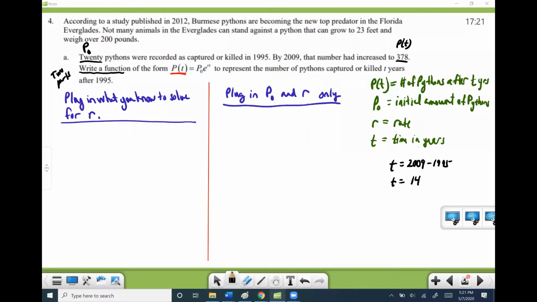So let's plug these things in. That's where we're at. So P of T equals P naught e to the RT. Well, we got some of these things. We got P of T is 378. P naught, we said is 20. The rate we don't know, but the T we know is 14. All right, so let's go ahead and solve this, you guys. So we're gonna isolate the exponential by dividing by 20.